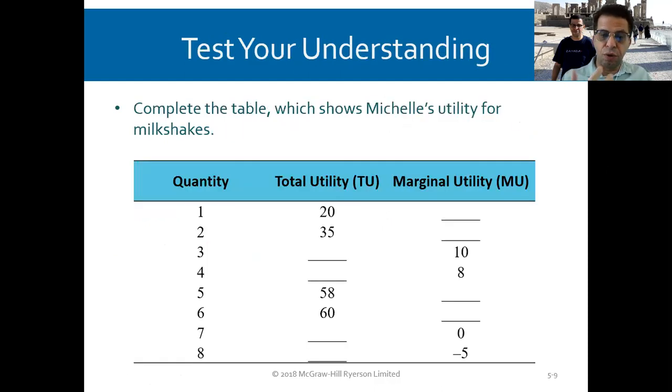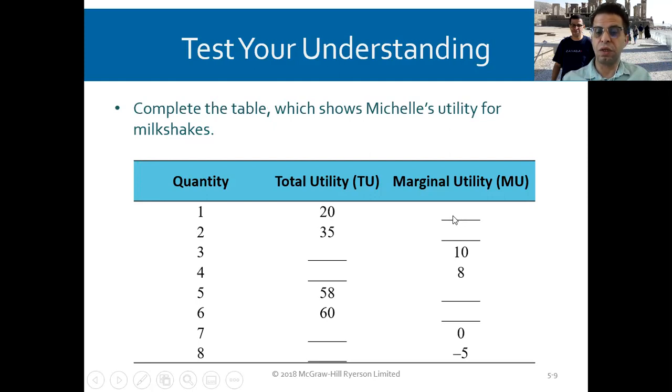To understand what we said, we need to complete Michelle's utility for milkshake. She likes milkshake, or he likes milkshake. In France and Europe, Michelle is a male name, and in North America it is a female name. So as quantity is 1, the total utility we have is 20, but we don't know what the marginal utility is.